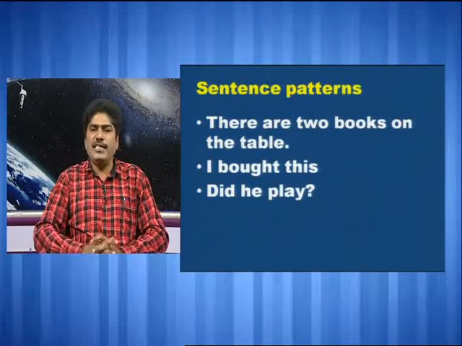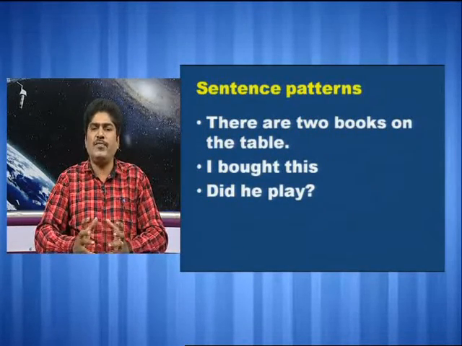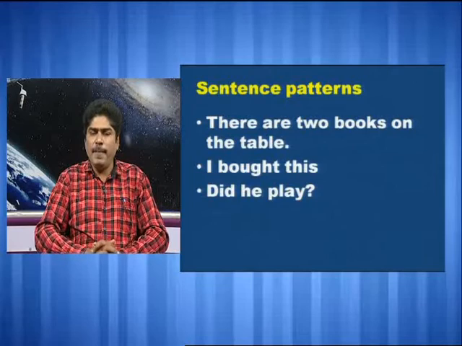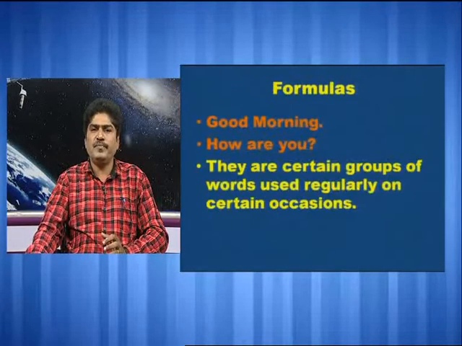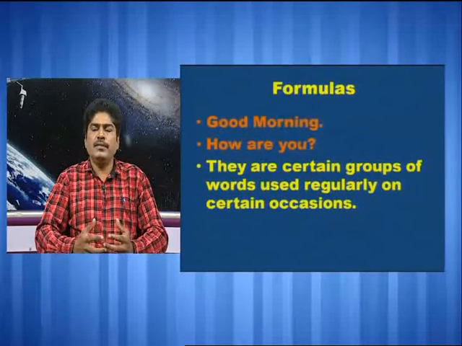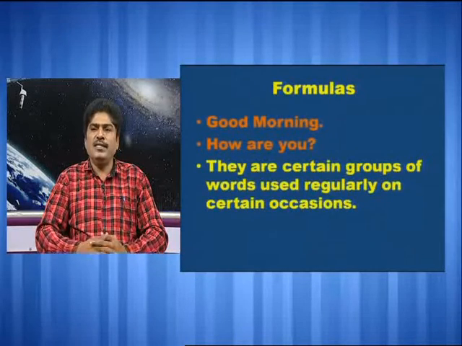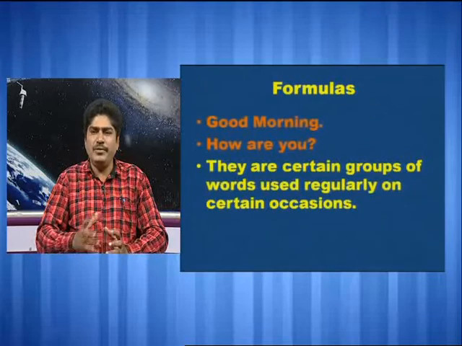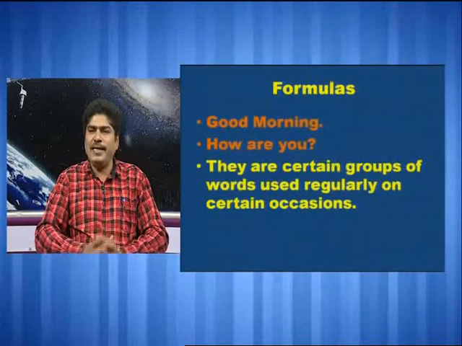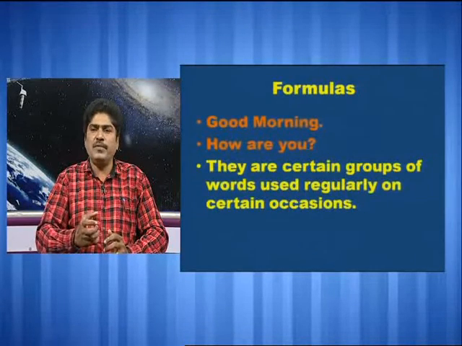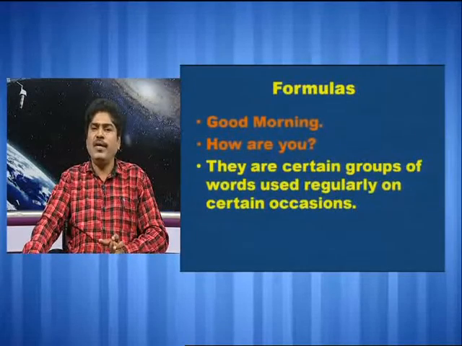You observe sentence patterns. There are two books on the table. This is one sentence. This is known as sentence pattern. I bought this. Did he play? All these are sentence patterns. And also some are known as formulas. We use formulas in our day-to-day life on certain occasions. These are a group of words used regularly on certain occasions. You say, good morning, how are you, how do you do, many thanks, you are welcome. All these are groups of words we use. Some situations are known as formulas. This is one type of structure.